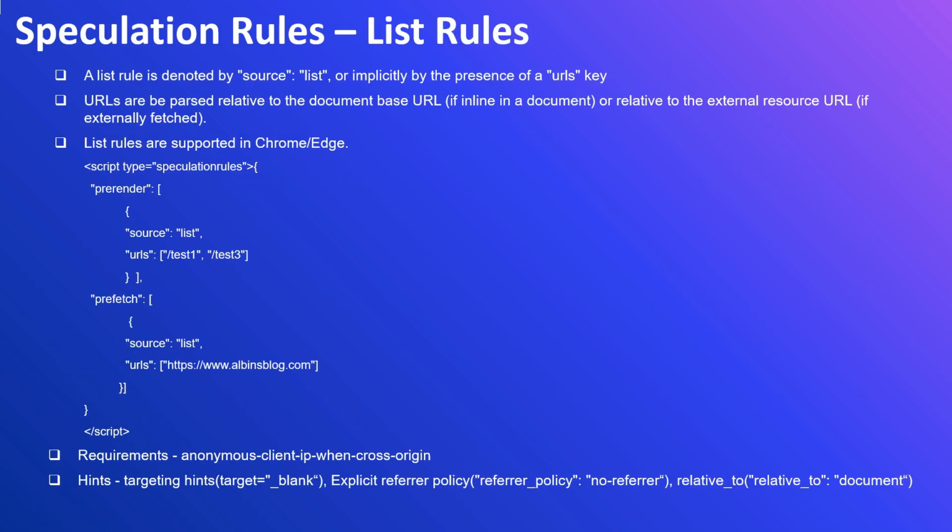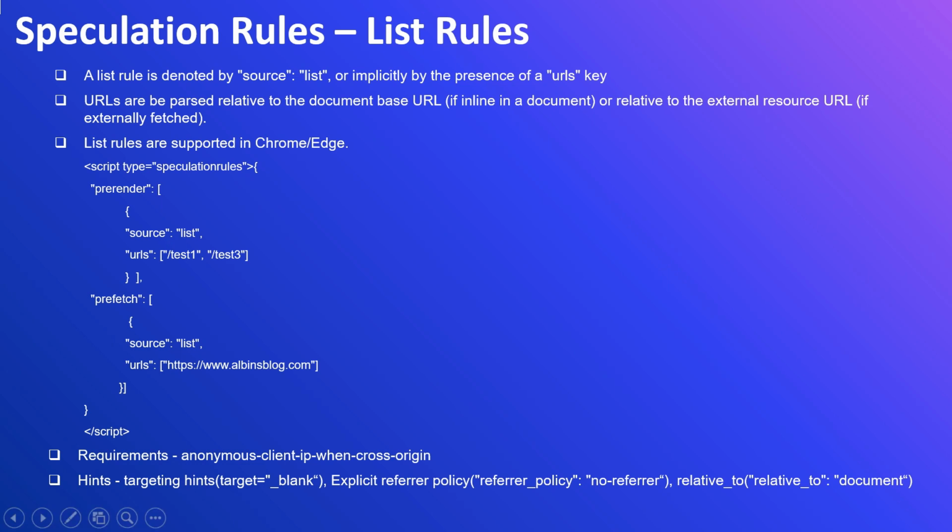The Speculation Rules API supports list and document rules. The list rule is denoted by source:list. Even the source:list can be skipped. The URLs key implicitly refers to the list rules. The URLs are parsed relative to the document base URL if the rules are loaded inline, or relative to the external URL if the rules are fetched from an external location.